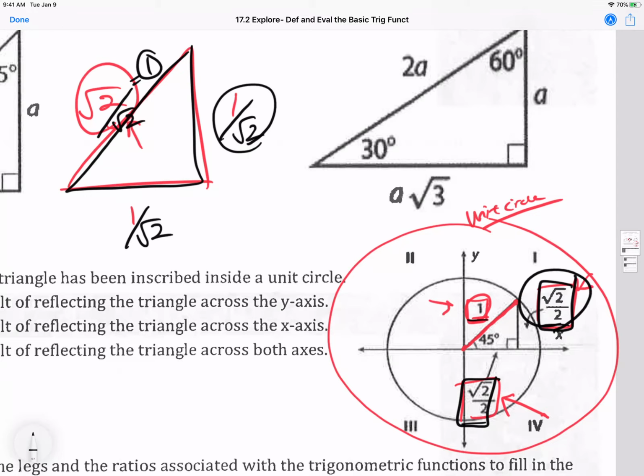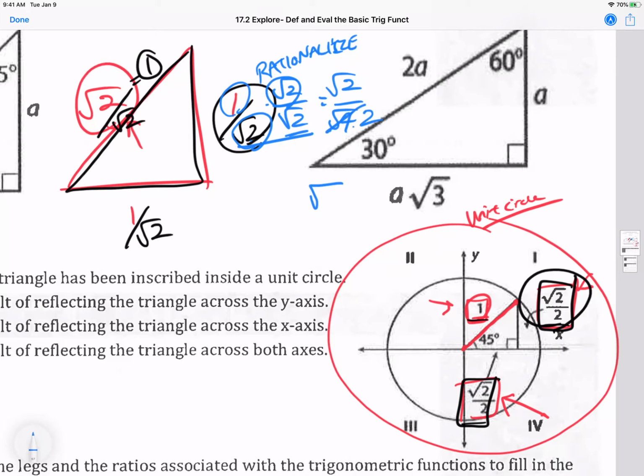Rationalizing simply means that you take a square root of 2 and multiply by itself to the top and the bottom. The reason they do that is that the denominator will no longer have a square root. So 1 times square root of 2 is square root of 2. Square root of 2 times square root of 2 is square root of 4, but that's the same thing as saying 2. And that's where this value came from. Same thing happens here because it's exactly the same thing.